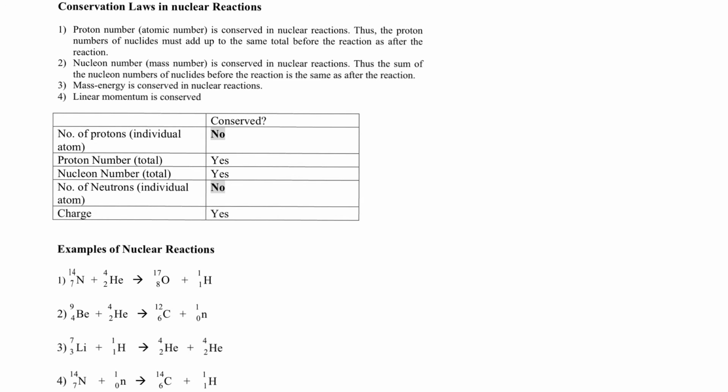Right, next one, what about nucleon number? Yes, because nucleon number represents the total number of protons and neutrons for a nucleus, so that one is conserved. Alright, but is number of neutrons conserved? No.